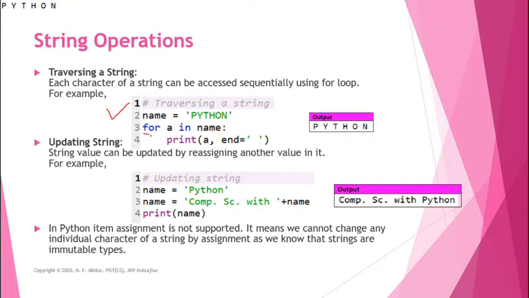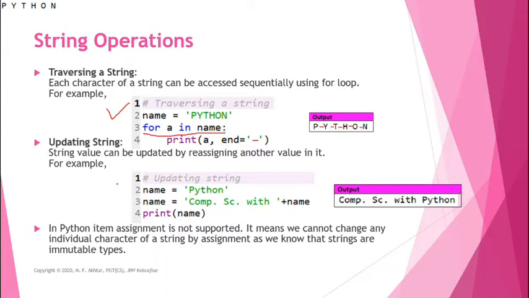Using a for loop, we can traverse each and every element. Print a, and we have given space. The separator is space here, so all the letters will be displayed with spaces between them. We can give any symbol here. If we give a dash here, then a dash will be added to each and every letter, like this. You can use whatever you want.